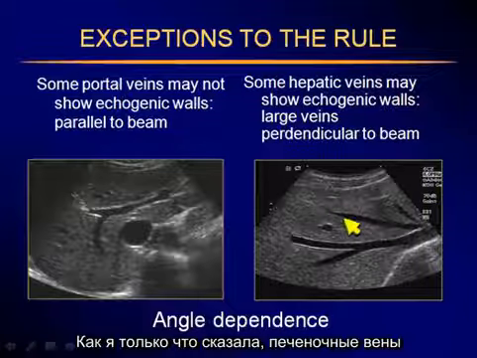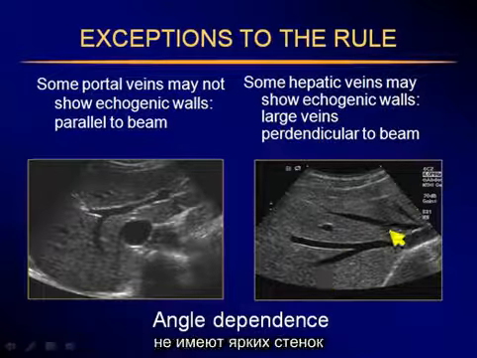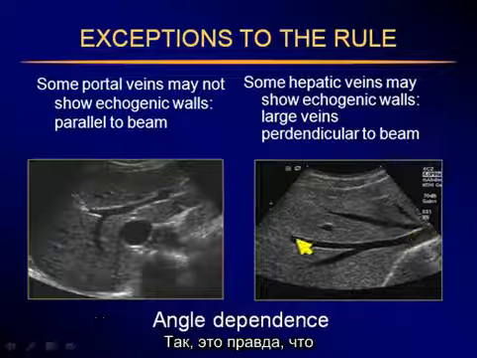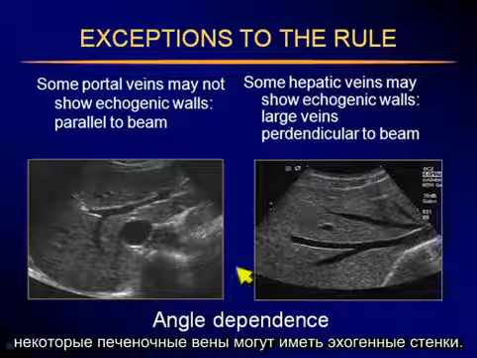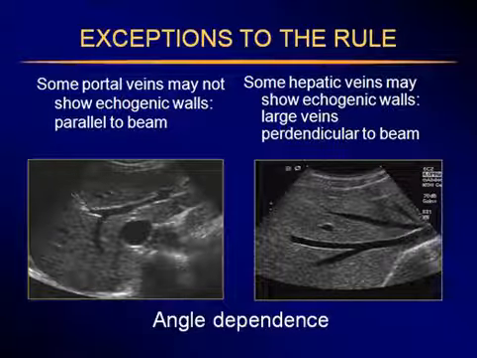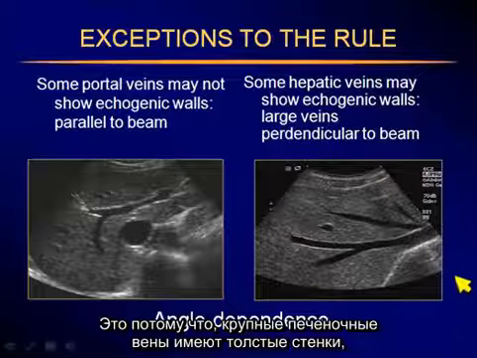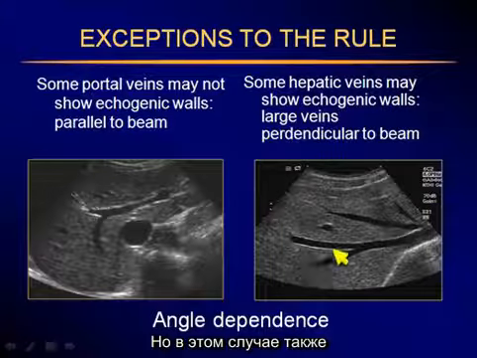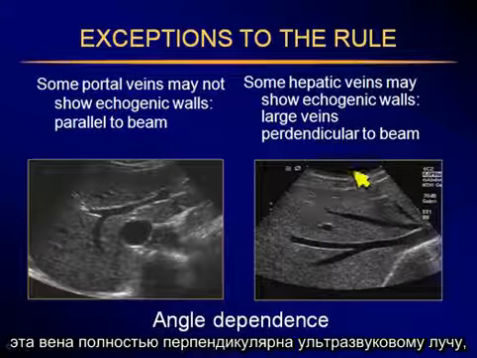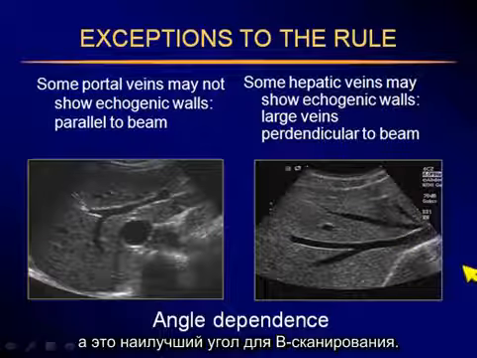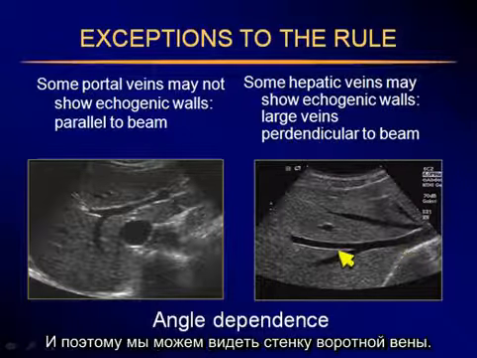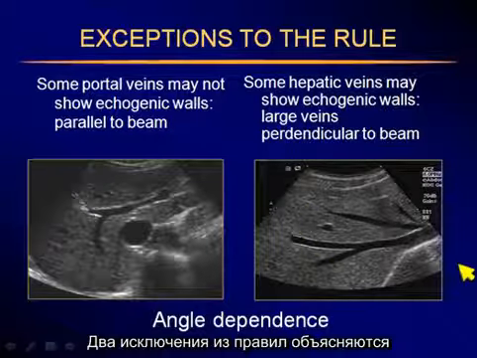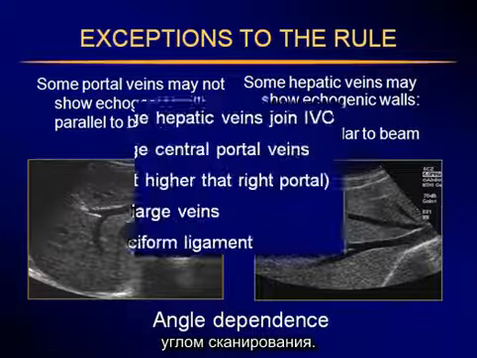Now, I just told you that hepatic veins do not have bright walls, and all of a sudden I'm showing you a big hepatic vein with bright walls. Well, it is true that some hepatic veins may show echogenic walls. That's because they're large veins and they have thick walls, so they do have reflectivity. But also, in this case, this vein is completely perpendicular to the sound beam, and that's the best angle for B scanning. Therefore, we see the hepatic vein wall. So, two exceptions to the rule explained by angles.